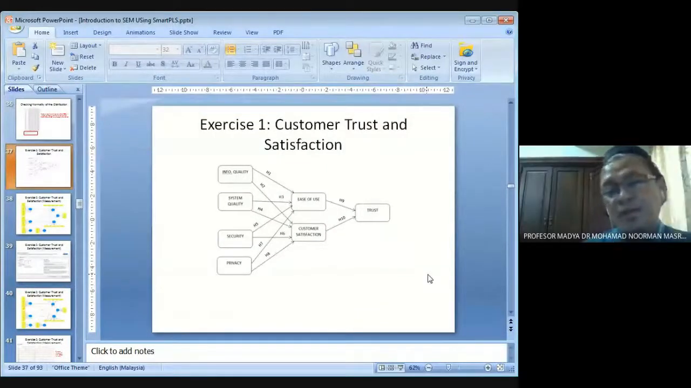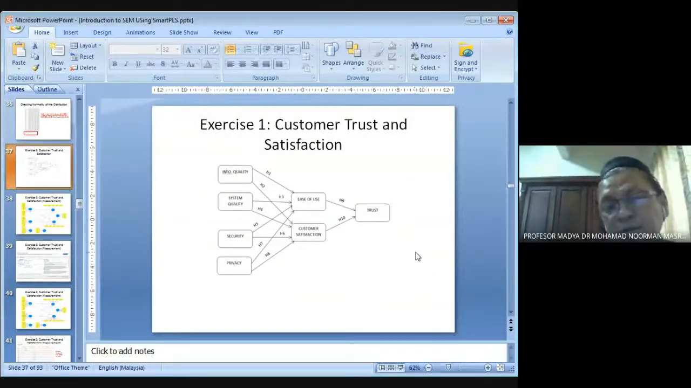If you look at this framework, the rightmost is trust, ease of use, customer satisfaction in between, and then information quality, system quality, security, privacy on the leftmost. So basically these four, information quality, system quality, security, privacy, are all independent variables. These two are mediating variables, and this one is the dependent variable.